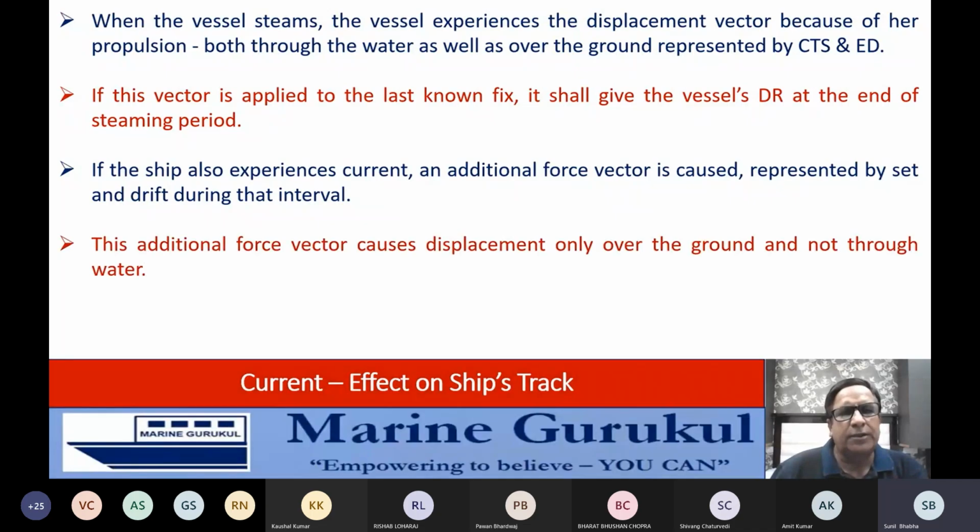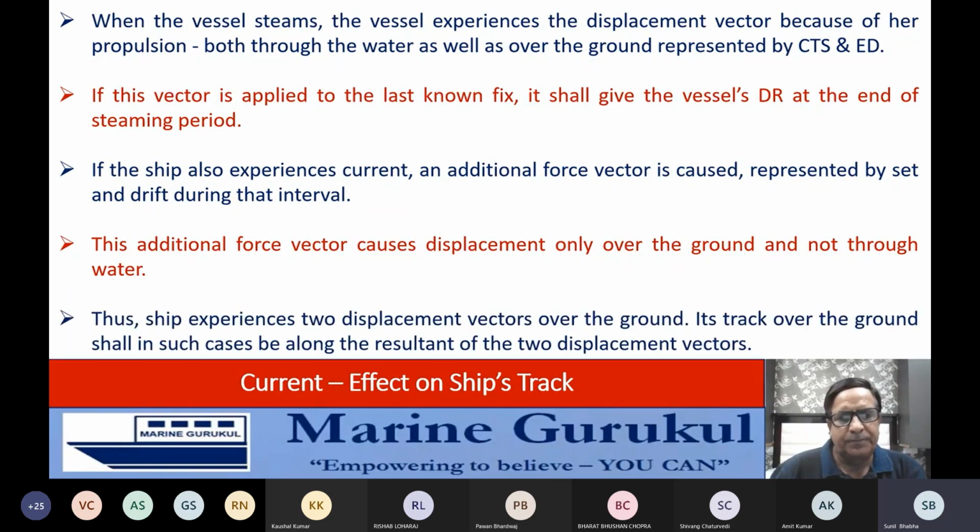This additional force vector, because of the current, causes displacement only with respect to ground, or over the ground, and not through water, because the water and ship float together or drift together because of the current, and so there is no displacement of the ship in relation to water caused by the current. Thus, the ship experiences two displacement vectors over the ground. Its track over the ground shall in such cases be along the resultant of the two vectors.